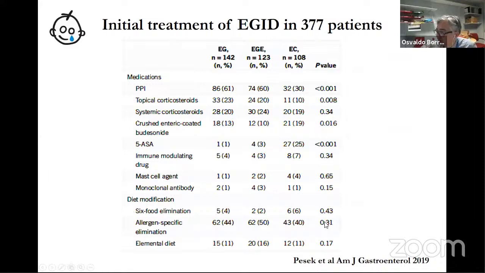Again, if we go back to the study published last year, as you can see, there are a number of medications in all three conditions: gastritis, gastroenteritis, and colitis. And as you can see, the most common was, of course, the elimination diet. Some were six-food elimination diets, some were allergen-specific, and some were elemental diets. However, a number of patients were also using immunomodulators and monoclonal antibodies. So it's a complicated condition to treat, and we need to find the best treatment for each single patient.